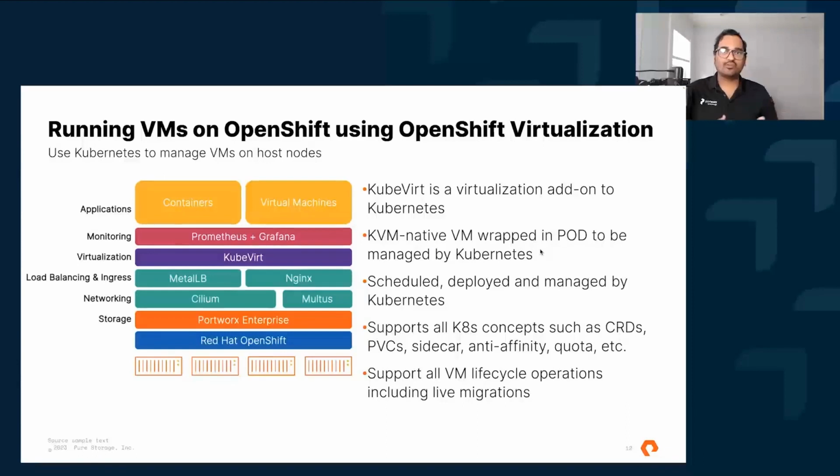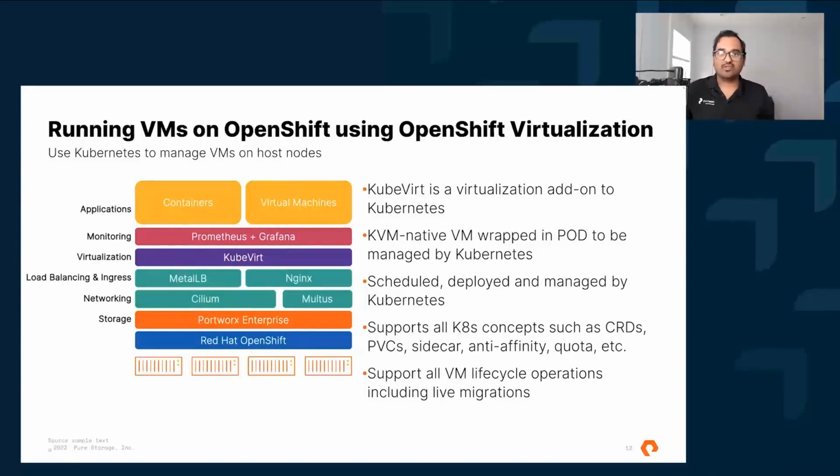So if you look at this, right, you're not changing any of the components of your OpenShift cluster. We're just enabling you to run your VM-based workloads on your OpenShift cluster as well. These VM objects inside Kubernetes are nothing but KVM native VMs that are wrapped inside a Kubernetes pod, which are managed and deployed by Kubernetes or by OpenShift. They are scheduled, deployed, and managed in the same way that any of your containers or application pods will be. And then they support the same Kubernetes constructs.